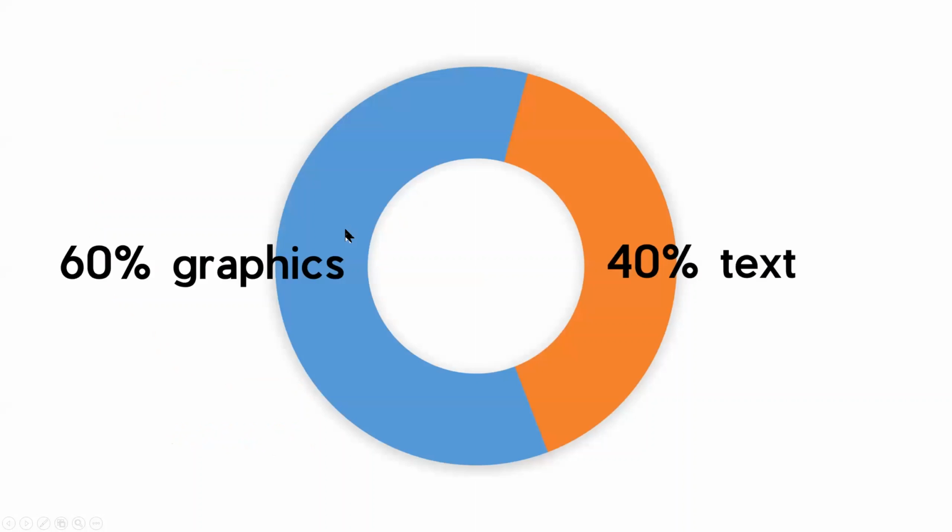So the guideline that usually is given is around 60% graphics to 40% text. And that's by surface area. So if I have the poster, around 60% of that should be your graphics, including your chunking or your borders and your background, and around 40% text.